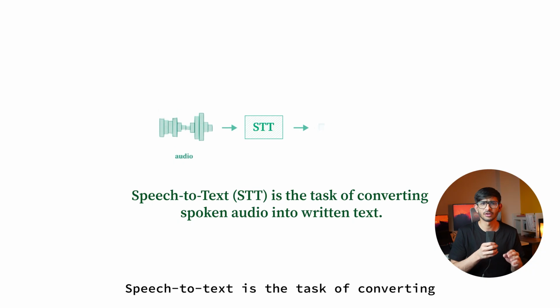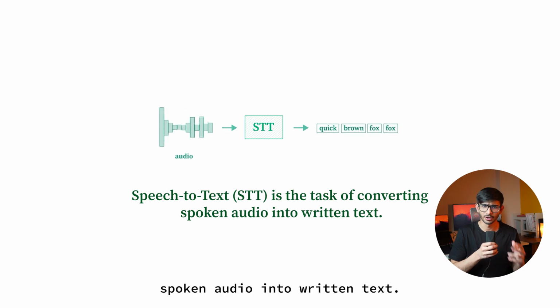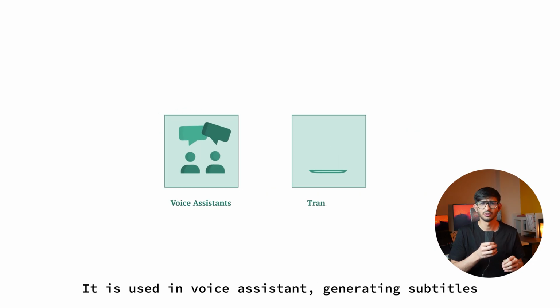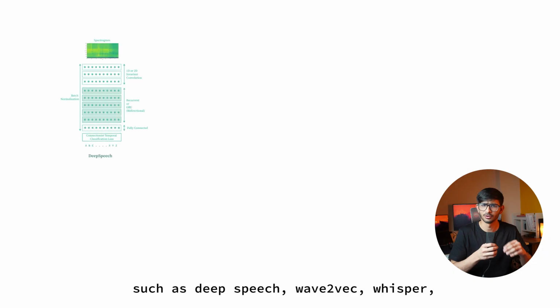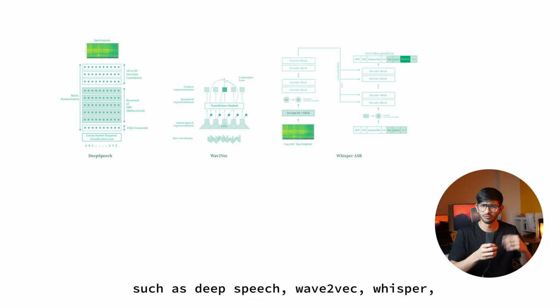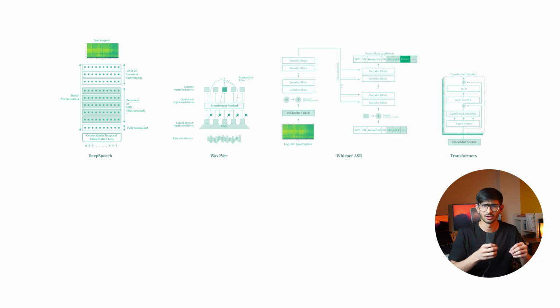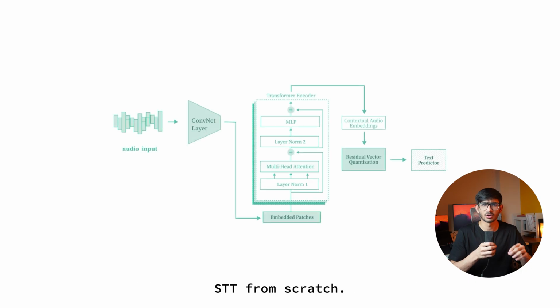Speech to text is a task of converting spoken audio into written text. It is used in voice assistants, generating subtitles on YouTube, and more. There are many approaches and architectures for speech to text, such as Deep Speech, wav2vec, Whisper, transformers, etc. In this project, I have trained a transformer STT from scratch.